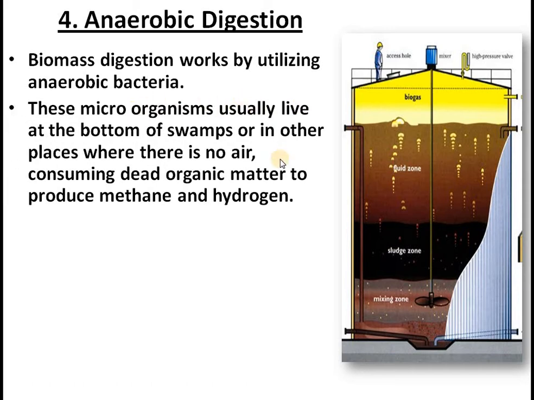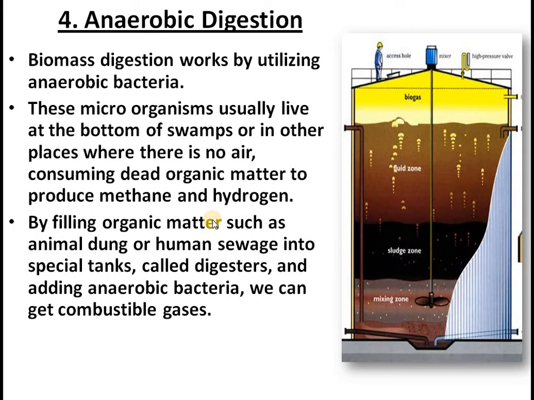These microorganisms usually live at the bottom of swamps or in other places where there is no air, consuming dead organic matter to produce methane and nitrogen. So the major byproduct of this kind of biogas plant is methane, and what actually is burning is the methane gas or hydrogen gas. Understand? In addition to methane, there will be hydrogen sulfide and carbon dioxide too.